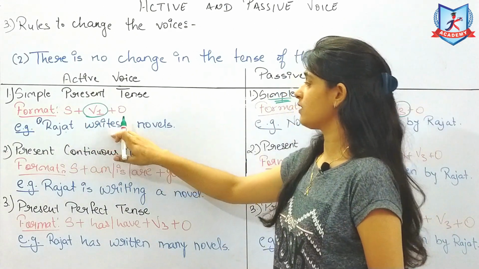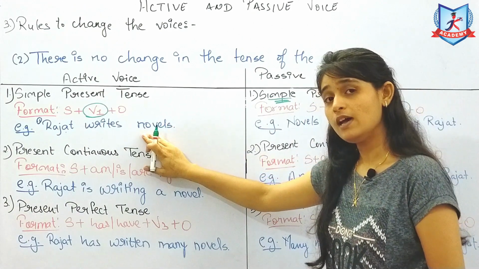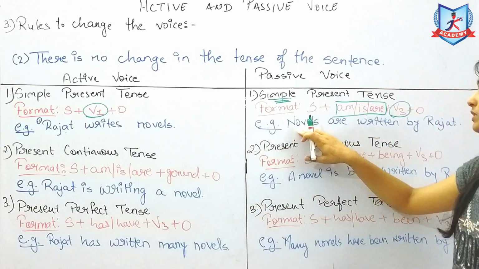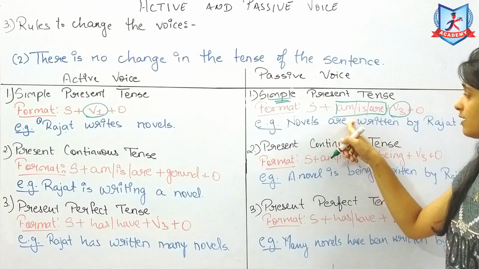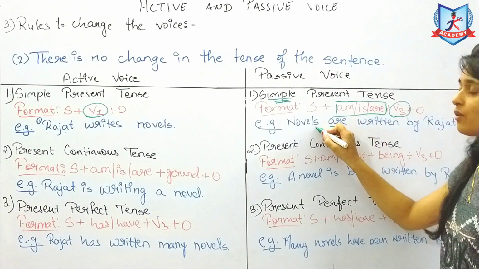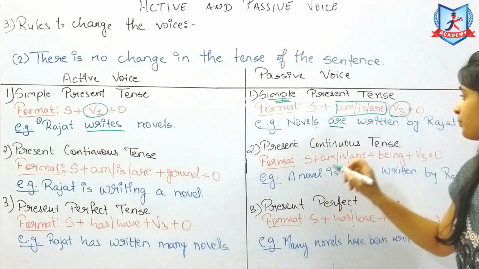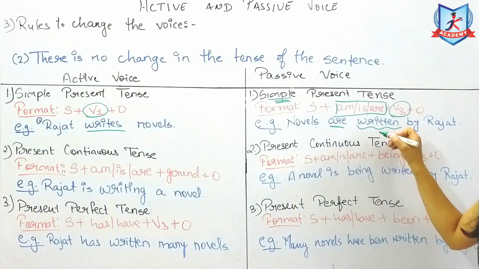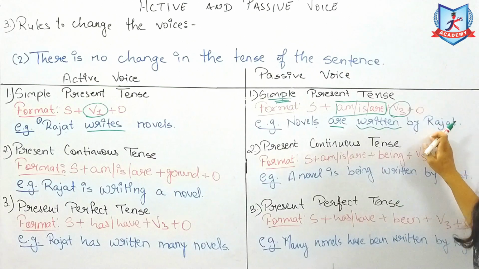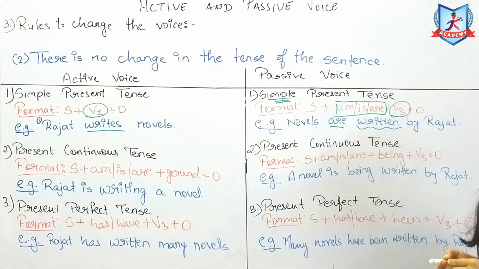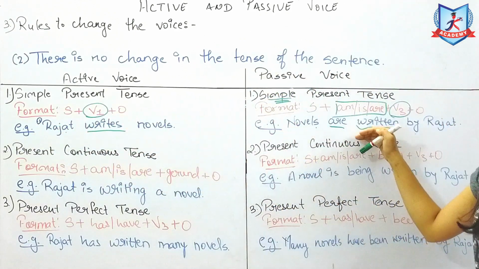Now, Rajat writes novels. First rule was that we need to begin with the object of the active voice. So I'll use novels plus हमें passive voice क्या बोलता है, we need to add am/is/are. So I will write are because novels is plural. Written, writes becomes written. Written is the V3 form of the verb by Rajat. Rajat is the doer of the action. So in this way we can convert a sentence in active voice into a sentence in passive voice.